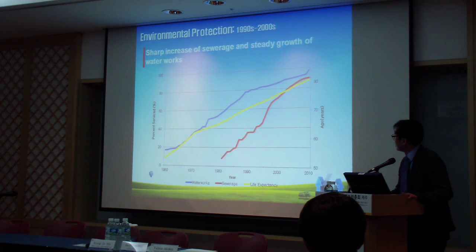sanitation systems. The red line shows the sharp increase of sanitation. Thanks to those sanitation systems and also the water supply rates, life expectancy has increased sharply as well. So we think those factors contributed to the social issues in Korea.